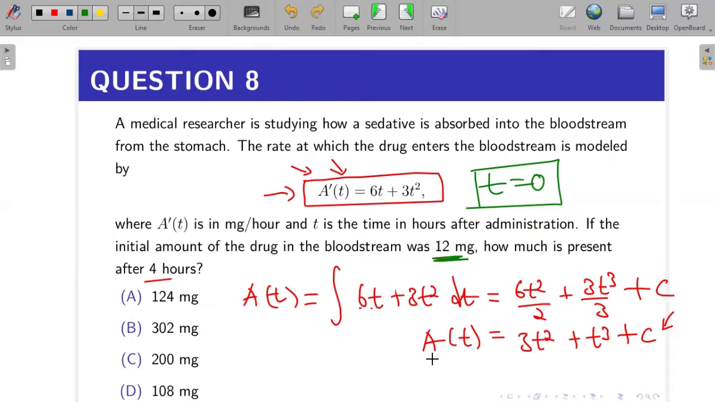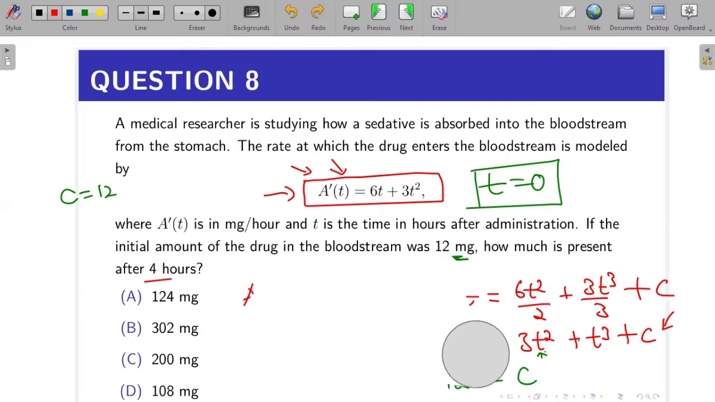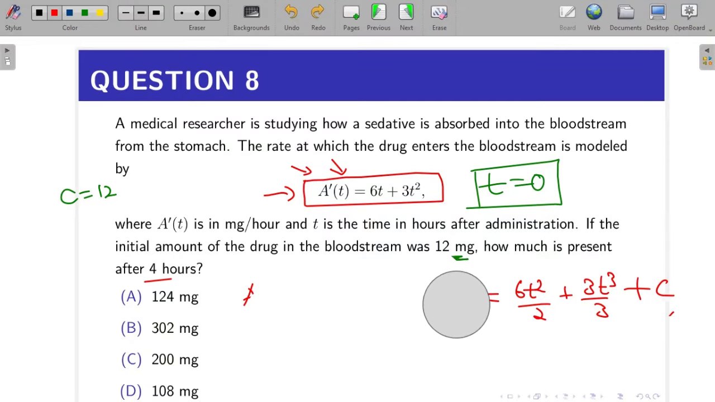C. So at time 0, meaning A(0), this is just going to be equal to 12. Wherever there's t, I'll put 0 there. So this guy will be 12 at time 0. If I put 0 here, it will just be 3 multiplied by 0 plus 0 plus c. So c is just going to be equal to what? To 12. So let me erase this part here. Okay, so the c, we found it was 12.